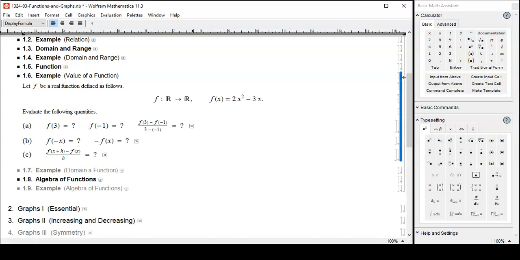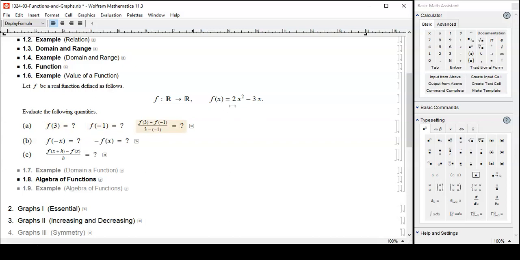And here are some examples associated with the value of a function. Let's suppose we have a function defined like this as an algebraic equation. If I plug in an x value, then you can calculate this and a unique function value comes out. So it's a well-defined function. Now evaluate the following quantities. What is f of 3? Do your computation. What is f of -1? Do your computation. And you can do this kind of thing too.